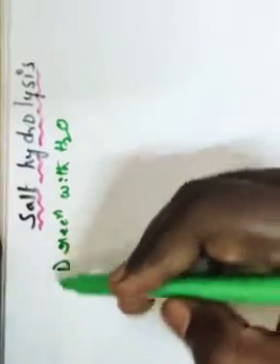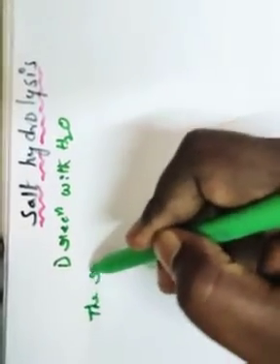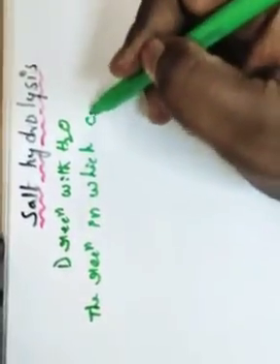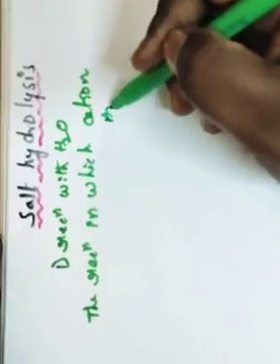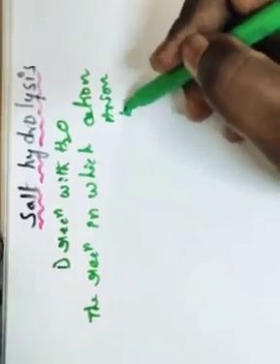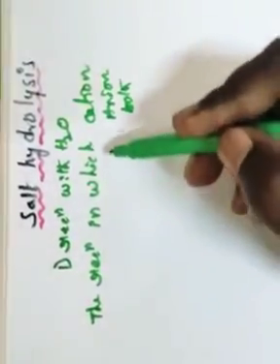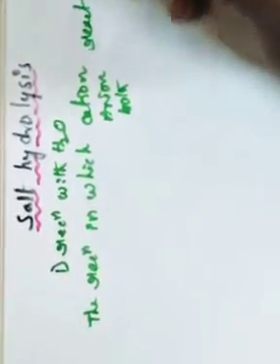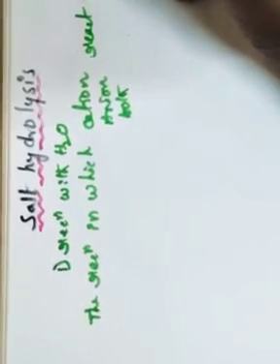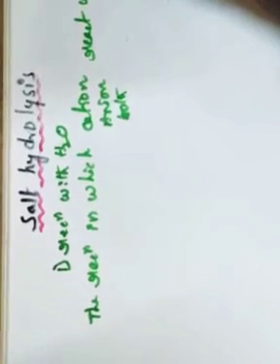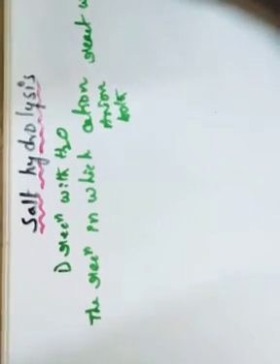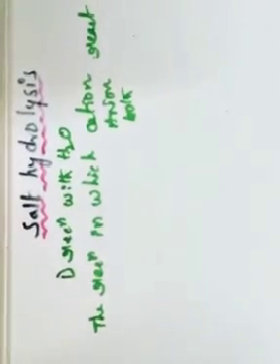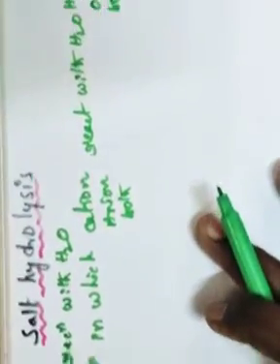Now, salt hydrolysis means the reaction in which the cation or anion or both of a salt react with water to form H plus or OH minus or both. This is known as salt hydrolysis.